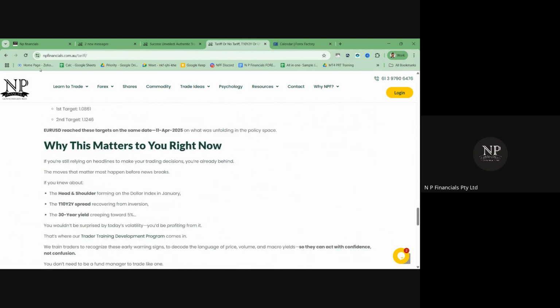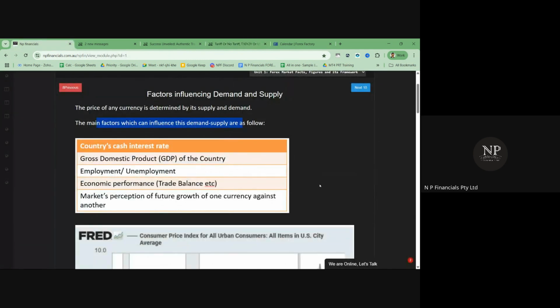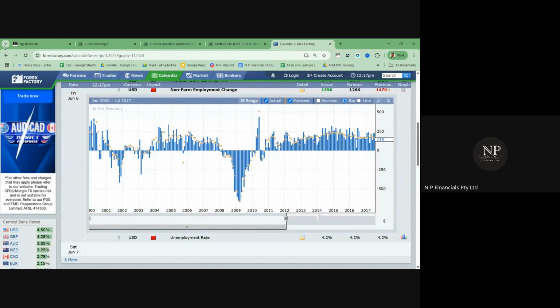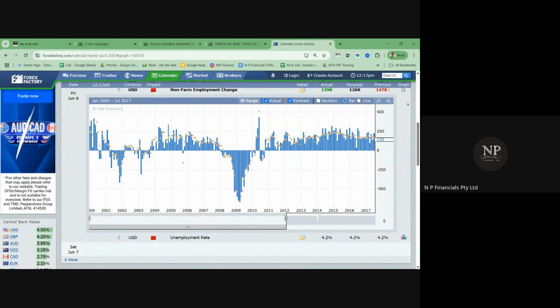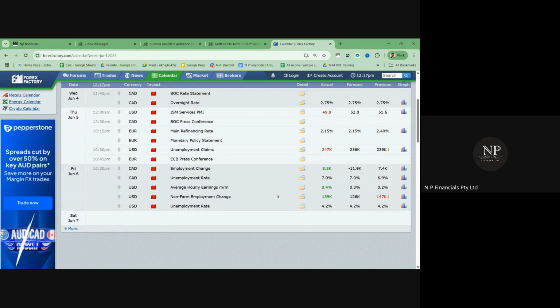So it is extremely important to know all these things. For this, Forex Factory is good, but the other one is also very good, which will help you understand the market perception of future growth of one currency. Everything you will get in Forex Factory, but the one thing you will not get is the market perception. The market perception is created by the Reserve Bank governor, so you need to go and read what the Reserve Bank governor is speaking.